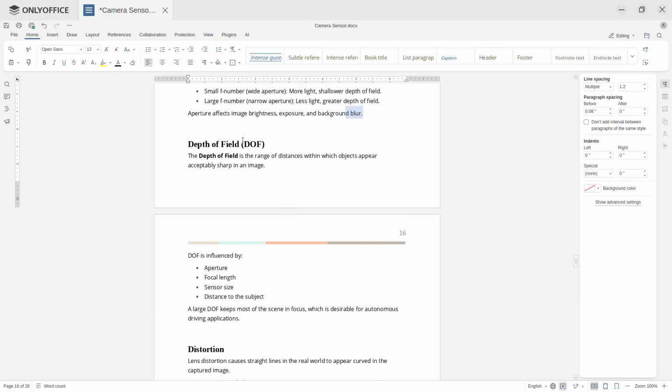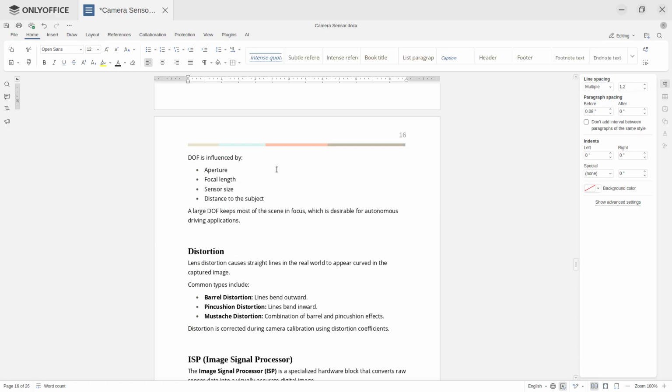Now, depth of field. Depth of field is a range of distances within which objects appear acceptably sharp in an image. Depth of field is influenced by aperture, focal length, sensor size, and distance to the object. A large depth of field keeps most of the scene in focus, which is desirable for autonomous driving application.